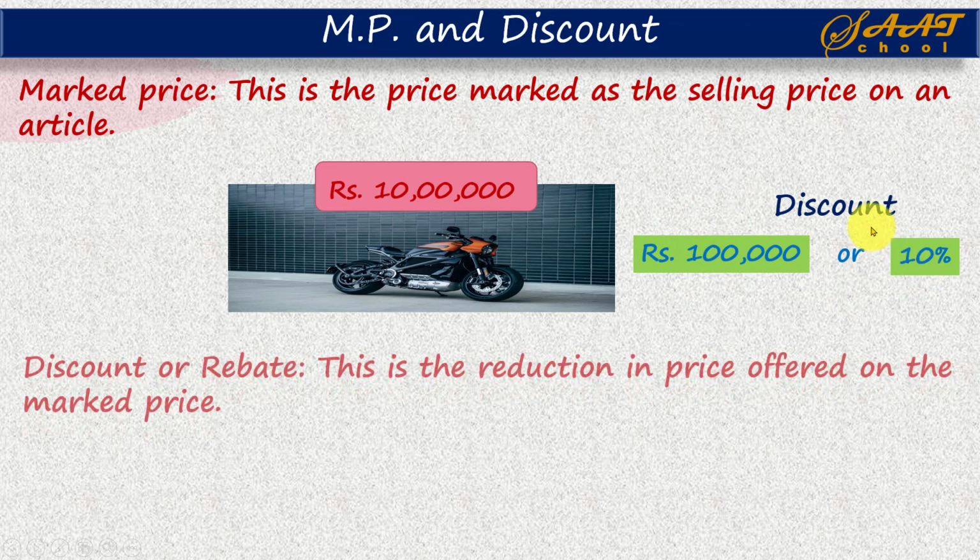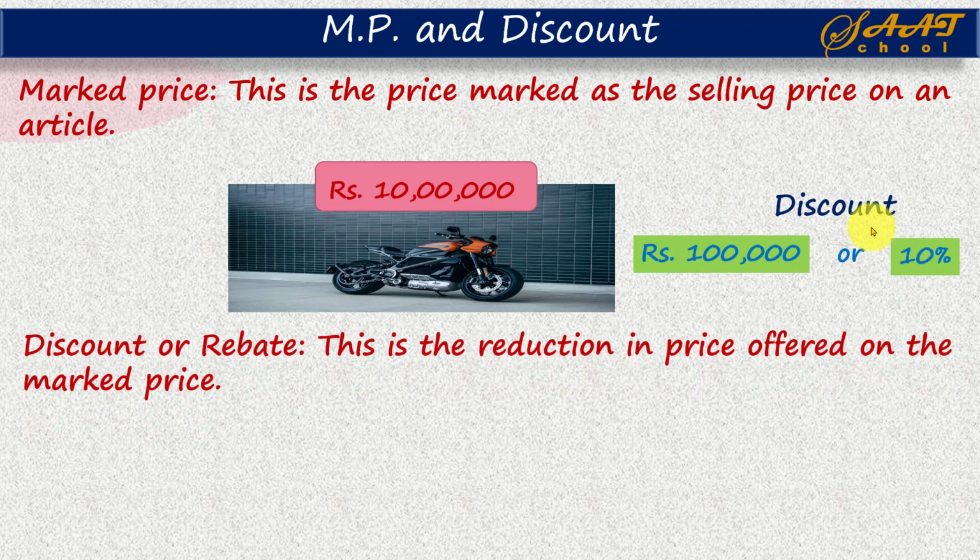Now what is discount? Discount, or sometimes it is called rebate, is the reduction in price offered on the mark price, meaning this is the mark price and it is given 100,000 discount or simply 10% discount, and this is the reduced amount on that mark price. So simply, discount is the reduction on mark price. Again, mark price is the price which is marked for selling purposes. On that price you can sometimes see a discount, which is nothing but a reduction in price on the mark price.